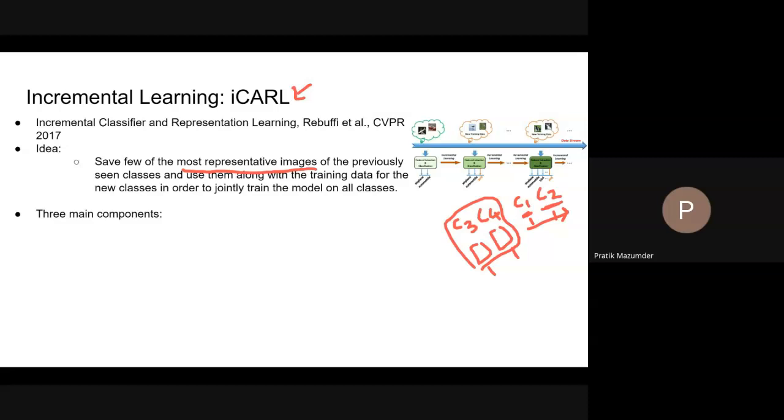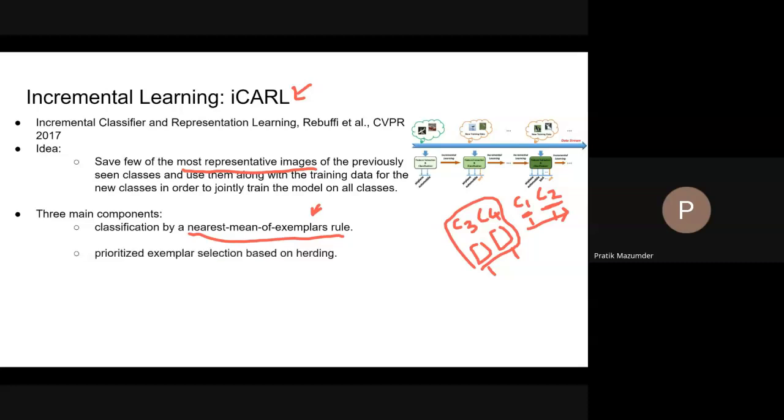There will be three main components of iCaRL. One will be your nearest mean of exemplars, which is similar to the prototypes that we saw in few-shot learning. So we'll perform classification based on such nearest class means or nearest means of exemplars. The next thing that is very important is that we'll have some fixed storage. Say you can only store 200 samples. Maybe you have first seen two classes, so initially you will store 100 from the first class and 100 from the other class.